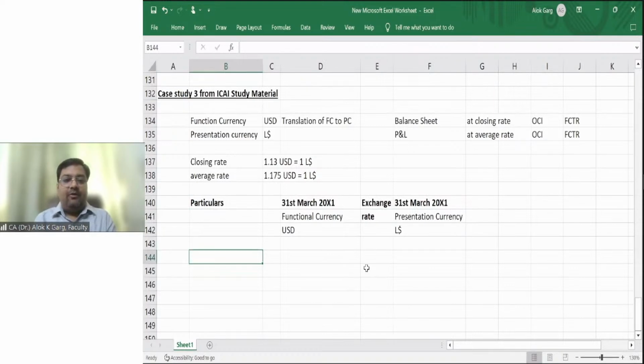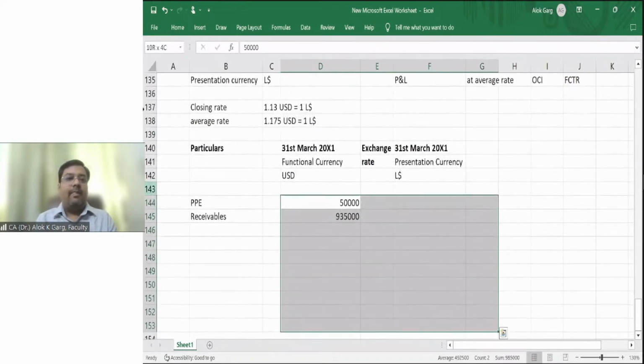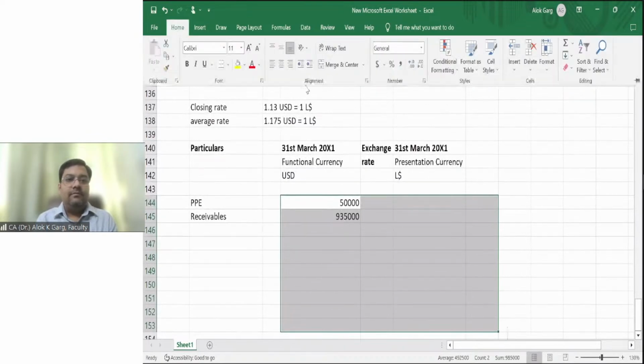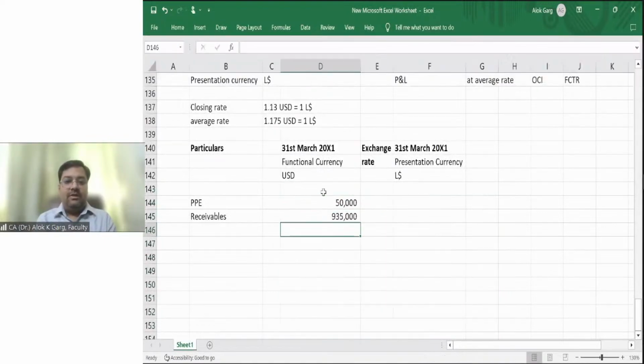PPE, property, plant and equipment is there. Then receivables are there. PPE is 50,000 US dollar, and receivable is 9,35,000 US dollars, right? What is the total? The total is 9,85,000 on the asset side.